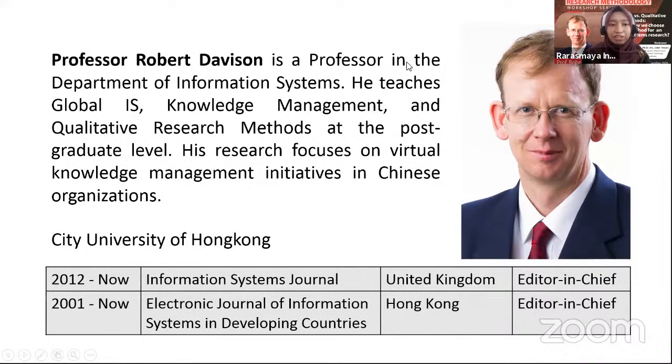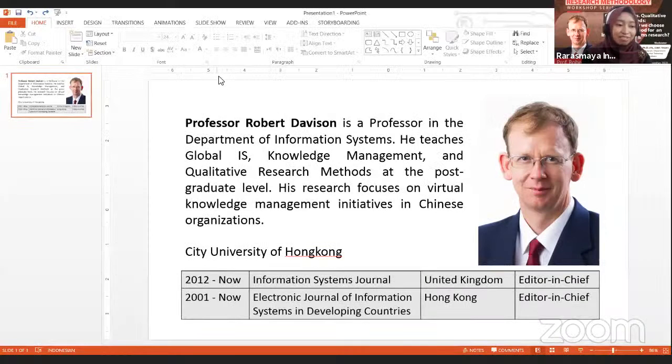Professor Robert Davison is a professor in the Department of Information Systems. He teaches global information systems, knowledge management, and qualitative research methods at the postgraduate level. His research focuses on virtual knowledge management initiatives in Chinese organizations, and his affiliation is City University of Hong Kong. He has been editor-in-chief of Information Systems Journal since 2012, and also editor-in-chief of the Electronic Journal of Information Systems in Developing Countries from 2001. This is the very brief introduction about Professor Davison. Then I would like to invite Professor Davison to start his presentation.